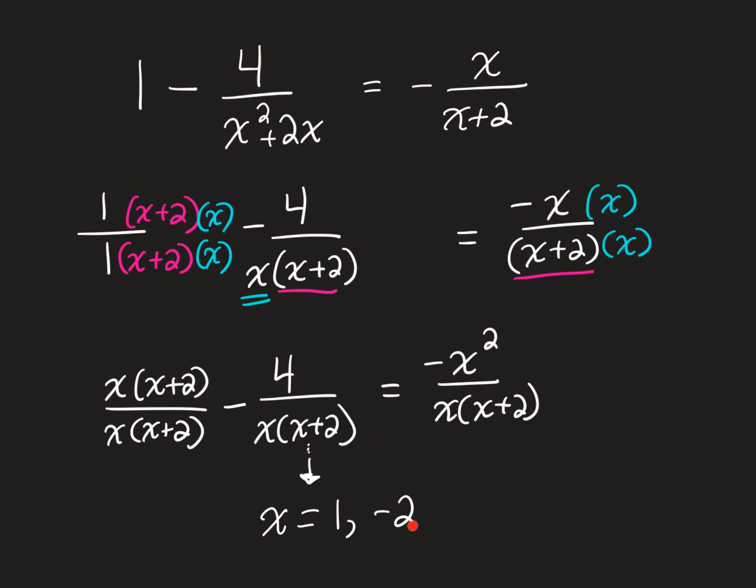But when I plug in this negative 2, look, I'm going to get 4 minus 4. That's 0. Negative 2 plus 2. That's 0. That's where our problem is. So I would just say, hey, this actually isn't a solution. The only solution that actually works here is 1. And then that's what you would put into Delta Math.